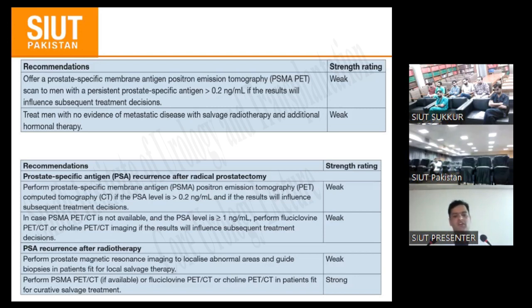PSA recurrence after radiotherapy. Perform prostate magnetic resonance imaging (MRI) to localize abnormal areas and guide biopsies in patients fit for local salvage therapy; weak strength. Perform PSMA PET CT if available, or fluciclovine PET CT or choline, in patients fit for curative salvage treatment; strong strength.